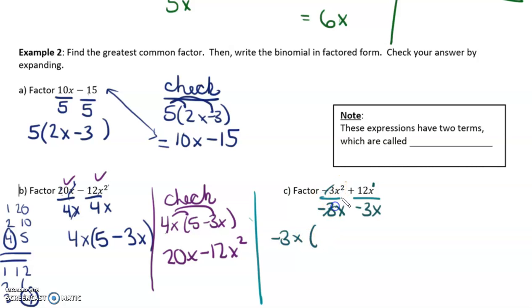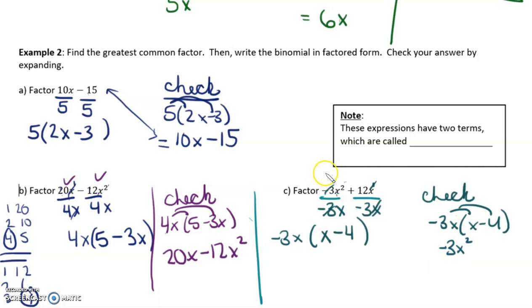Those negative 3's cancel, and x squared divided by x goes down to just 1x. 12 divided by negative 3 is negative 4, and then x to the 1 divided by x just cancels. Okay, and that's our answer. If we wanted to check, we would get negative 3x, and we would distribute it back into the bracket. So, negative 3x times x, I get negative 3x squared, which is correct, and negative 3x times negative 4, I get 12x, which is correct.